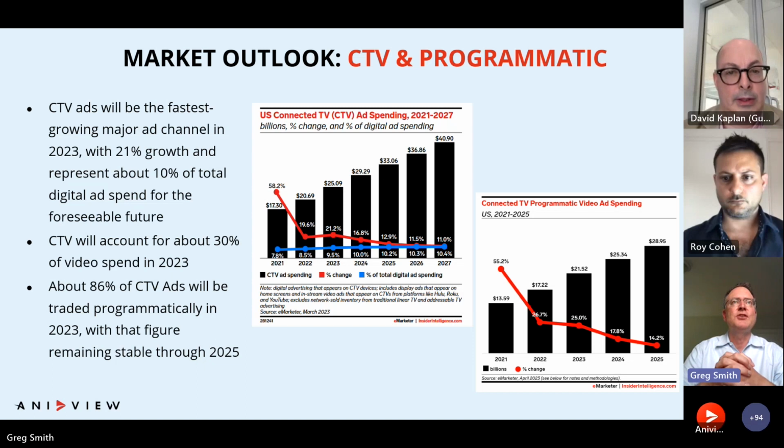And that'll be across open auction, private marketplace, as well as programmatic guaranteed, which is really getting a lot of traction in the market, particularly in the upfronts, where a lot of TV networks and major cable providers are doing these programmatic guaranteed deals as part of the upfronts, or now what we're calling the new fronts as well.